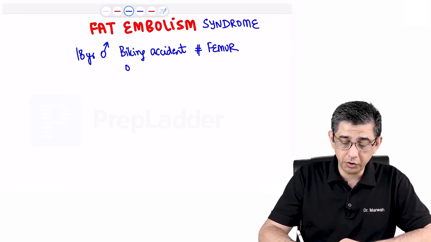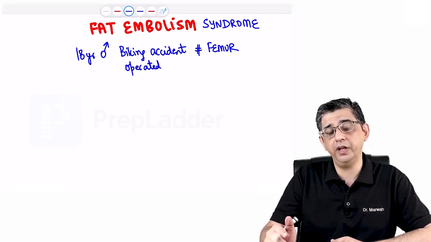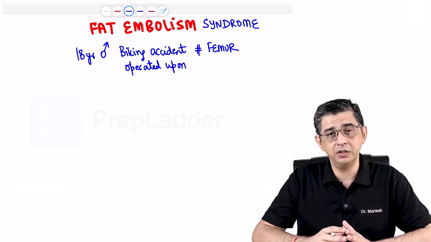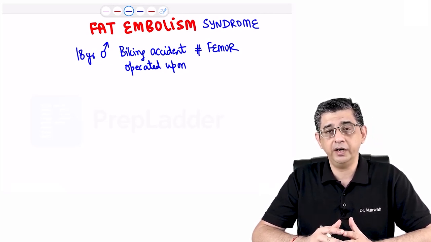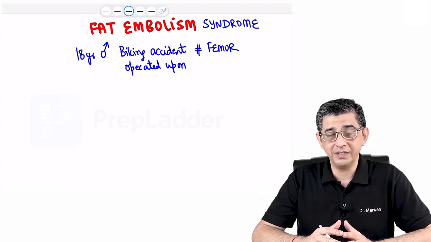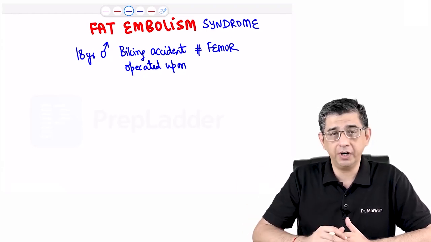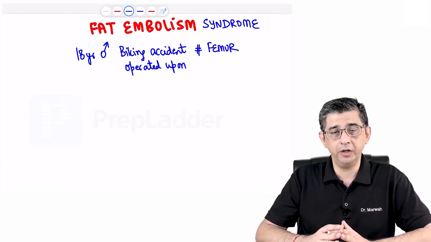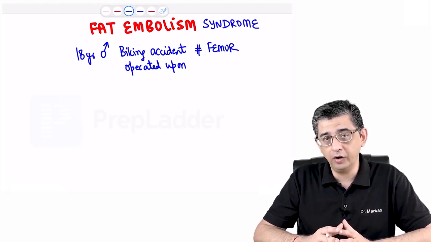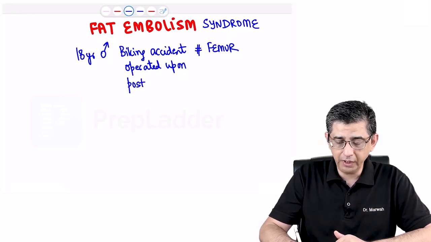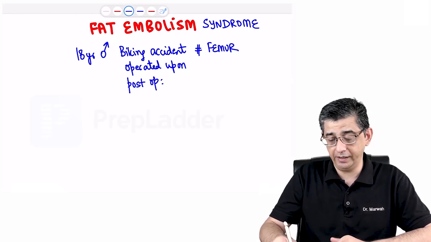This guy was rushed to the nearest hospital where the best orthopedician of the city operated on him. It was a surgical intervention for the fracture of the shaft of the femur, maybe a fracture that had even caused extensive damage to the soft tissue, and maybe part of the bone was jutting out. But this guy has been operated upon and taken well care of. Unfortunately, post-operatively, approximately 12 to 72 hours later.